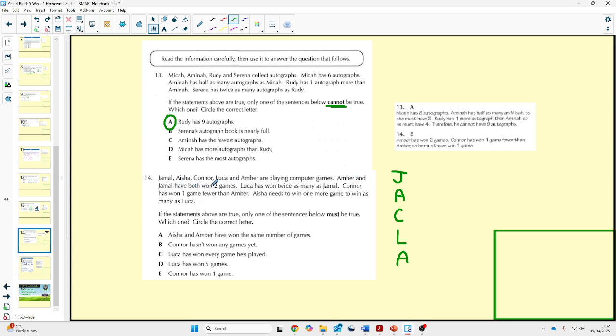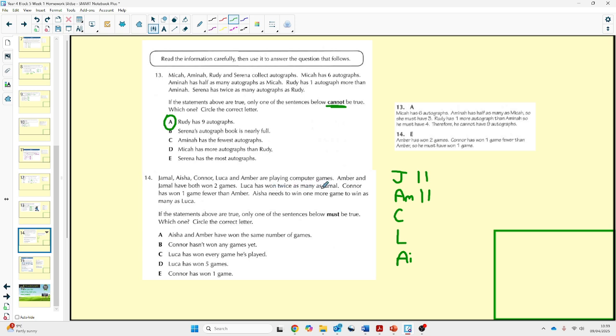Amber and Jamal have both won 2 games. So Amber we're going to do as a tally there, and then Jamal we're also going to do. In actual fact, because we've got 2 A's, we're going to make that one Amber and then that one Aisha down there, otherwise we're going to get a little bit confused. Unlike 13 where all their initials were different, here we've got 2 that are the same, so it's worth just putting their next letter. So we've got Amber and Jamal both won 2 games.